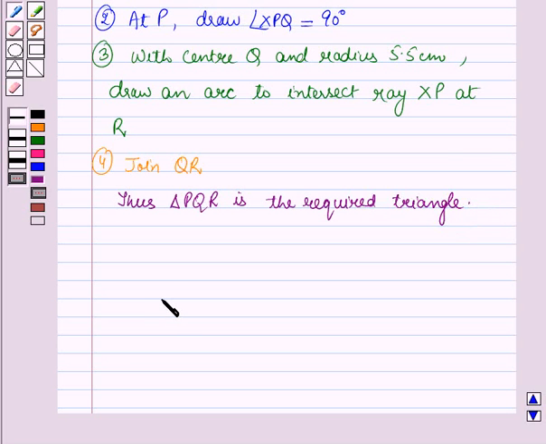So in this session we have learnt about construction of a right triangle when its hypotenuse and one side are given. And this completes the session.